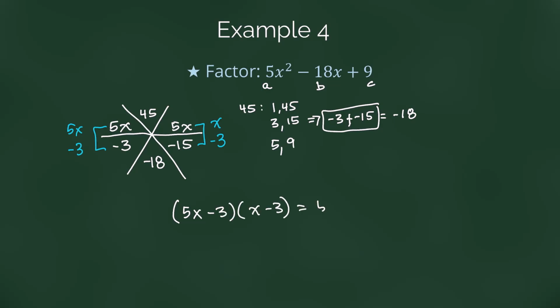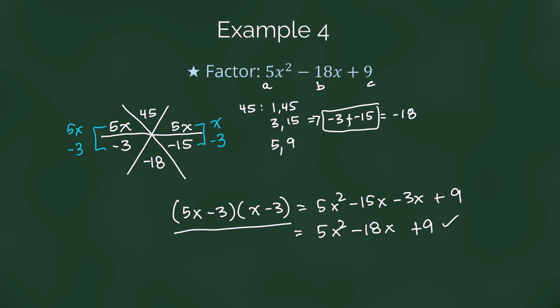Let's check our work. We get 5x squared. Then we get minus 15x minus 3x and plus 9. I'm using the distributive property there. And so that is in fact 5x squared minus 18x plus 9. And our work's checked. And so this is our final factorization.